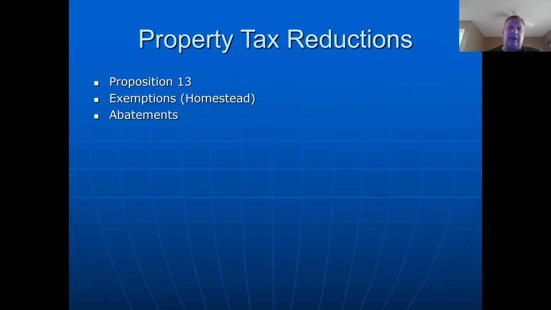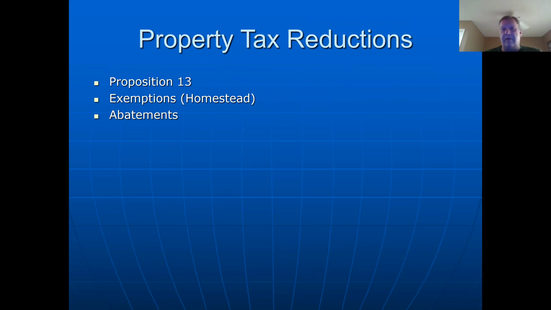We also see states use what are called exemptions. And a very popular type of exemption is called a homestead exemption. In a homestead exemption, the state will exempt a certain amount of the value of the home from property tax liability. So the typical amount is $7,500. That's how it is here in California.